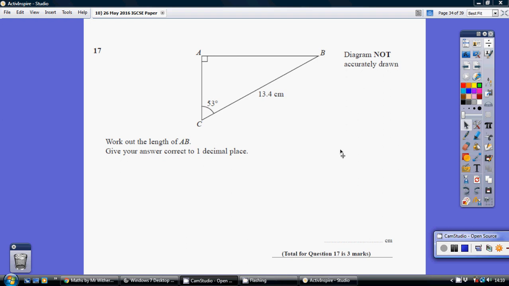Question 17, we're going to work out the length of AB. Now I think the first thing to consider here is what topic is this. So it's a right angled triangle, so that really narrows it down to being either Pythagoras or SOHCAHTOA. Well, remember with Pythagoras, that's where you've got a side, another side, and you're finding the third side. Well, that's not the case here. We've only been given one side and an angle. So this must be trigonometry, it must be SOHCAHTOA.